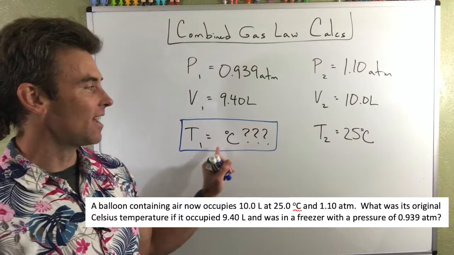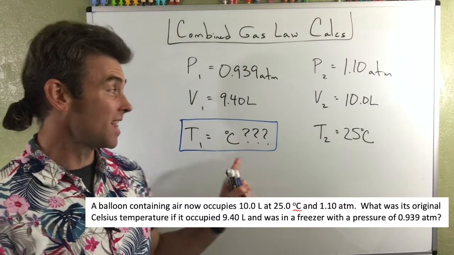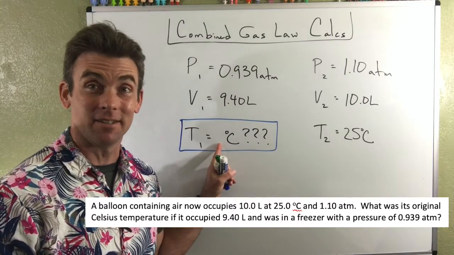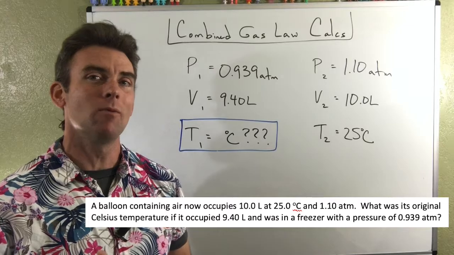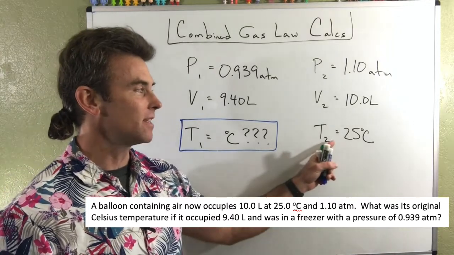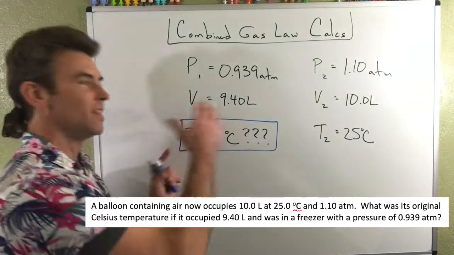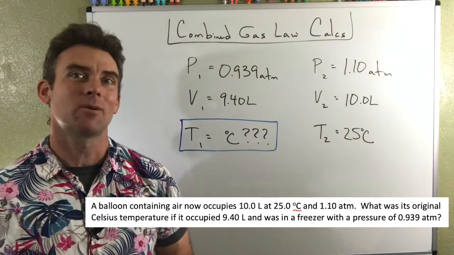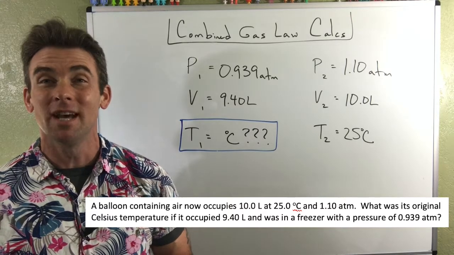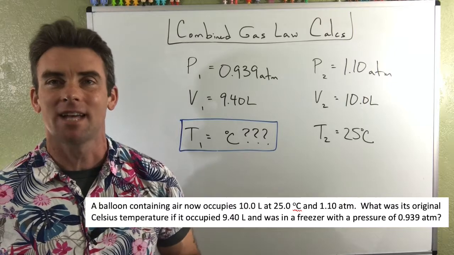Another real pain is that everything is given in degrees Celsius, and they want the answer in degrees Celsius. The problem is that we need to go to Kelvin. So we have to convert into Kelvin so that we can solve for a Kelvin temperature that we then convert back into degrees Celsius. Combined gas law questions with an unknown second temperature are usually the toughest, so let's see how to attack it.